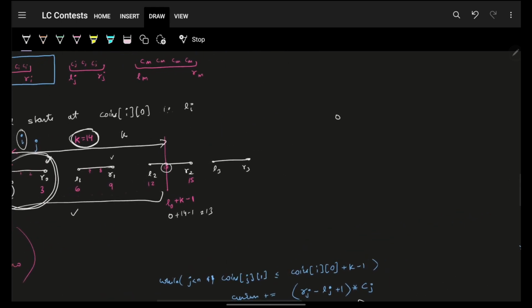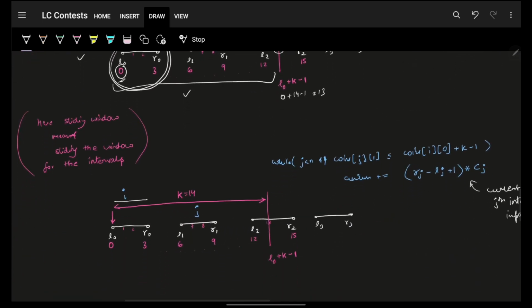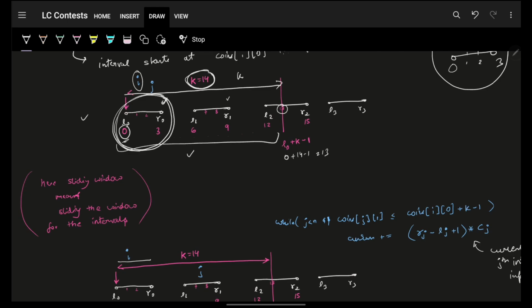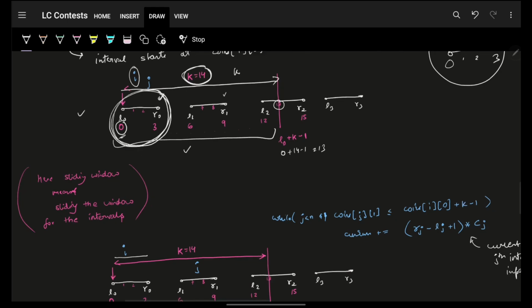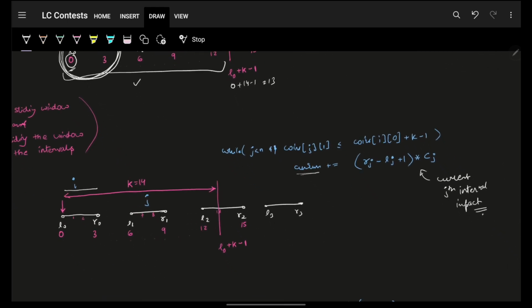If I give you any specific interval of, let's say, any given length, let's say 0, 1, 2 and then 3, so length here is 4. I say to you, every coordinate has, let's say, 2 coins: 2, 2, 2, 2. Ultimately, how many coins will you get from this one interval? Obviously 4 into 2, which is 8. That is the same thing I will do: for each interval I will get its corresponding impact and maintain that in my current sum.